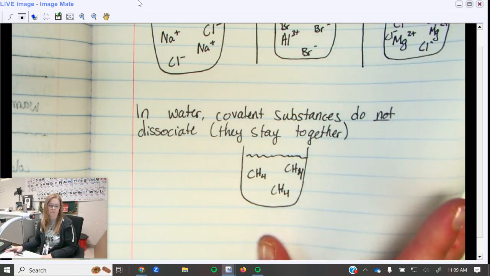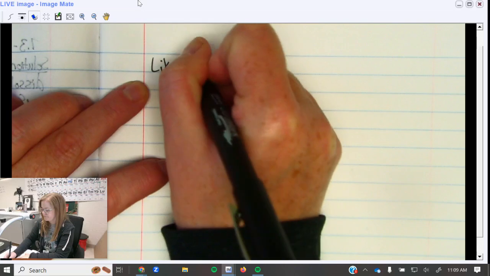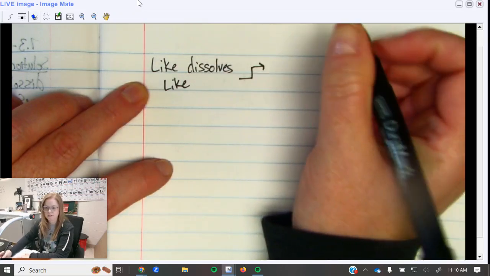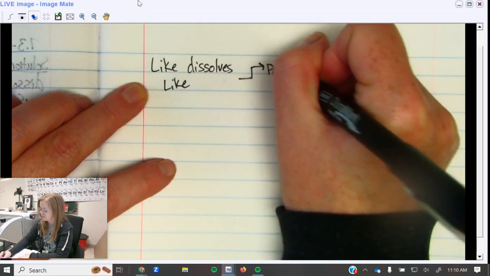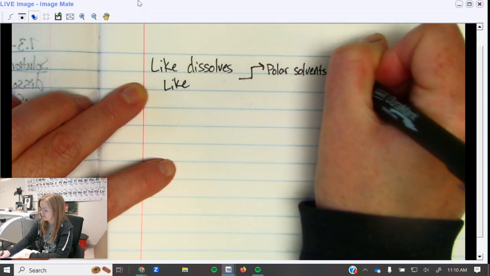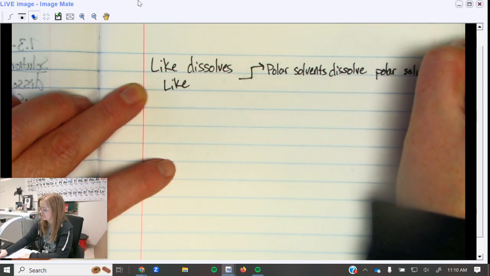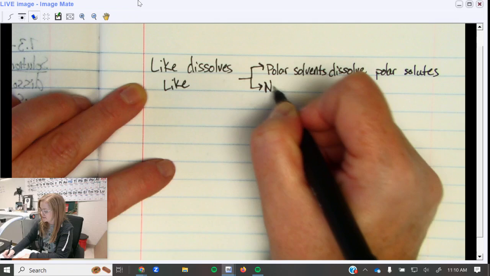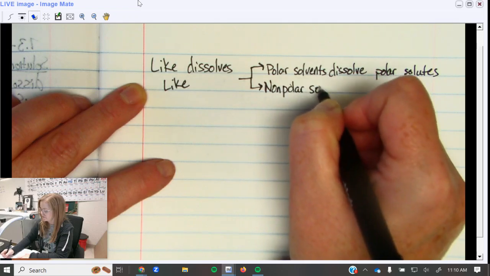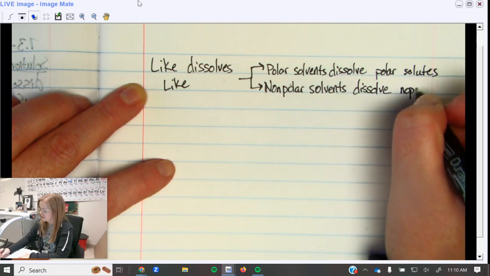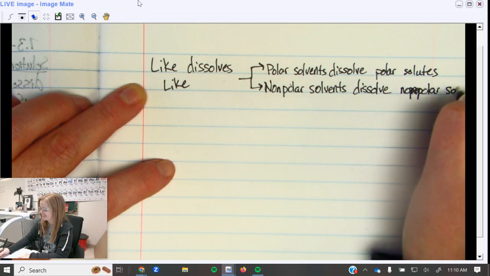The moral of the story here, I'm going to flip my page for a clean start, is that like dissolves like. In other words, polar solvents dissolve polar solutes, and nonpolar solvents dissolve nonpolar solutes. Sorry, that's messy.